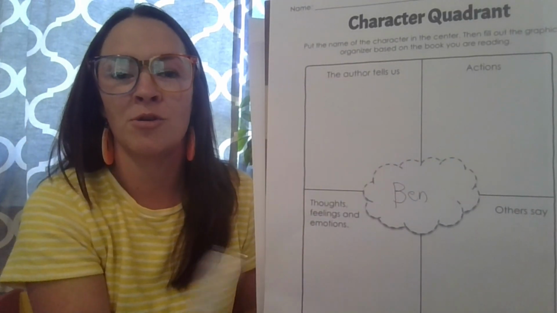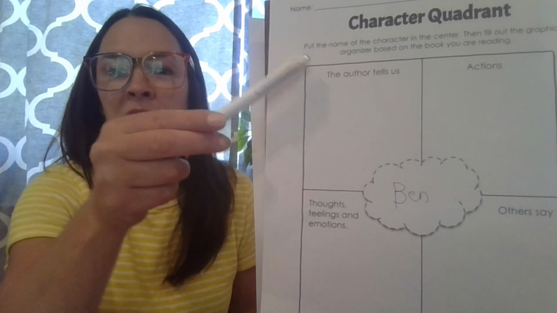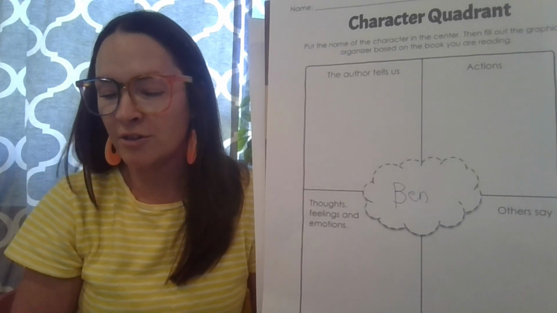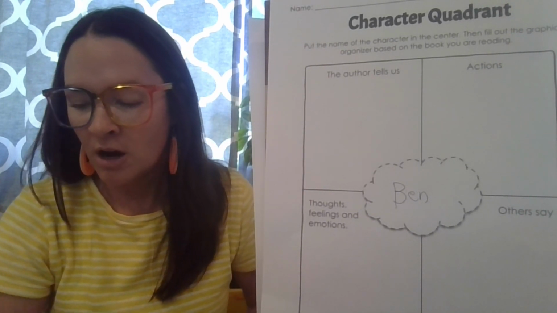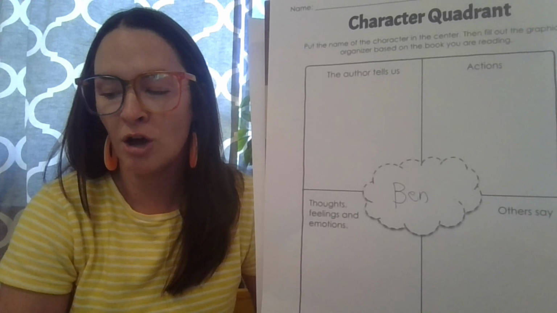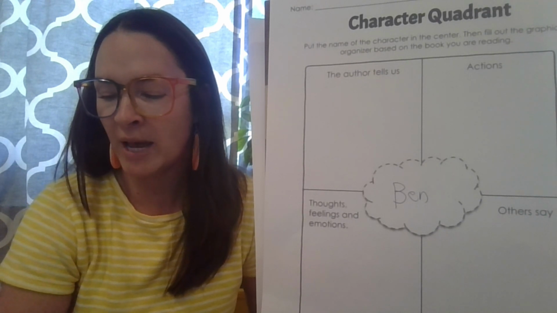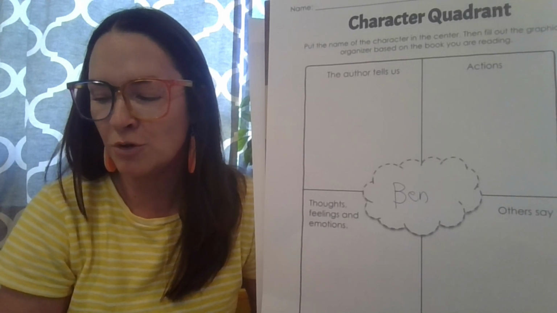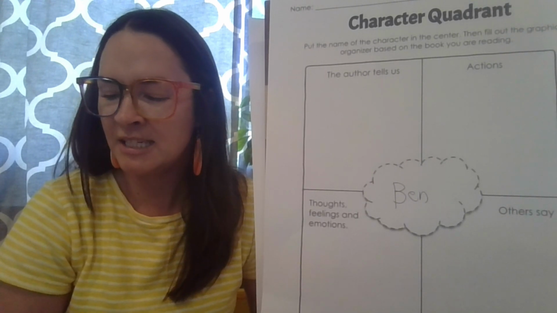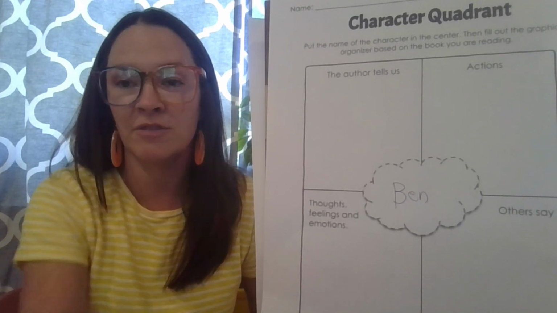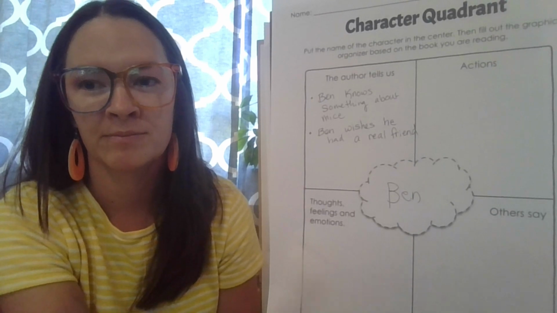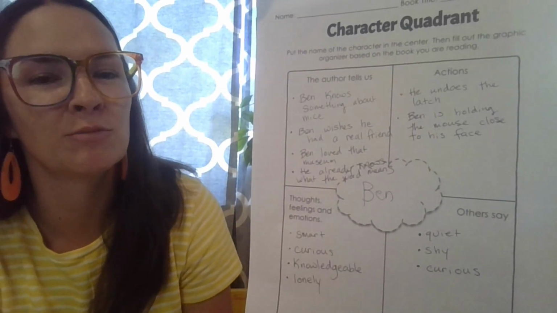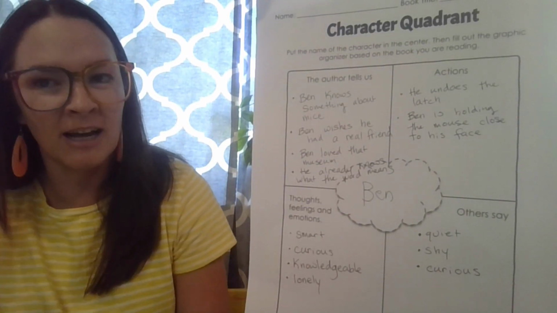This whole quadrant is going to be about Ben. The first thing we want to look at is what the author tells us about Ben. On page 2, it says Ben knows something about mice, but not as pets. He knows about mice as food for diamondback rattlesnakes. He sees rattlesnakes eat mice lots of times.